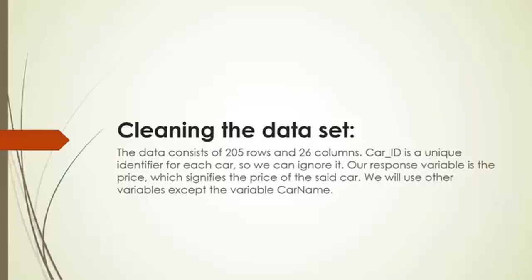Just to see the data dictionary of the car price assignment data. The data consists of 205 rows and 26 columns. The car ID is a unique identifier for each car, so we can ignore it. Our response variable is the price, which signifies the price of the said car. So we will use the other variables except the variable car name. In this way, I remove two variables from my dataset.